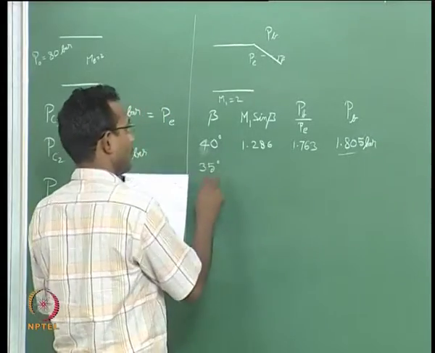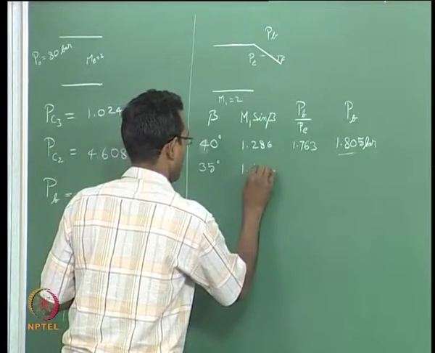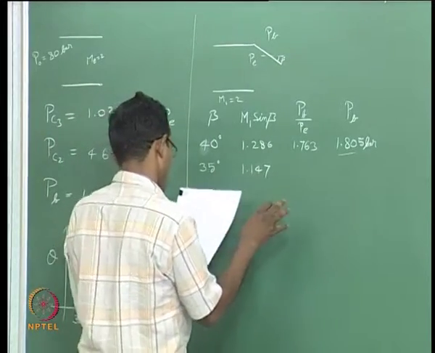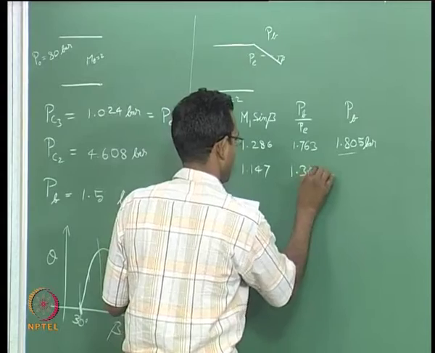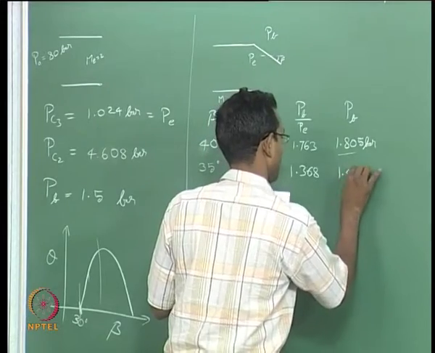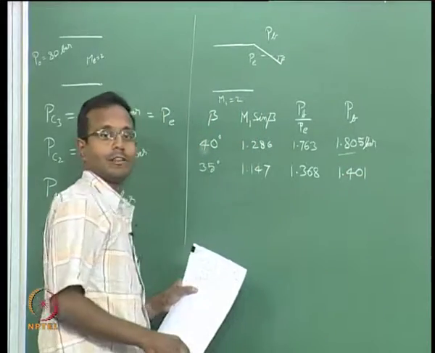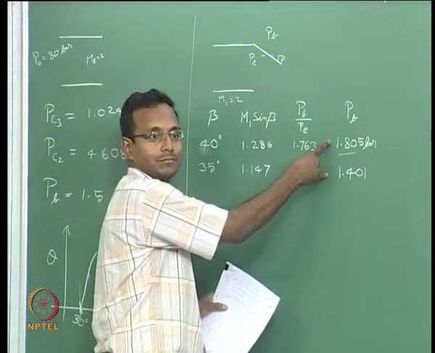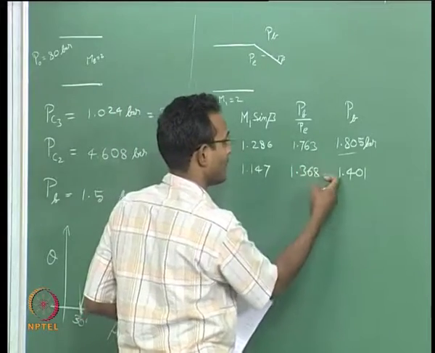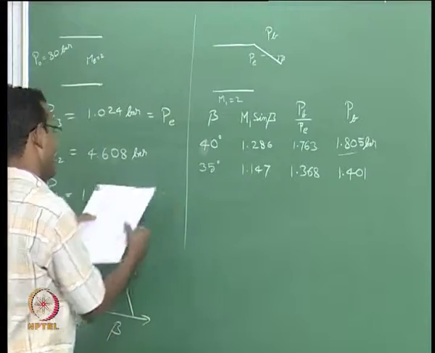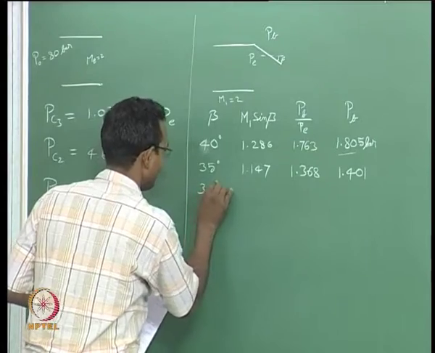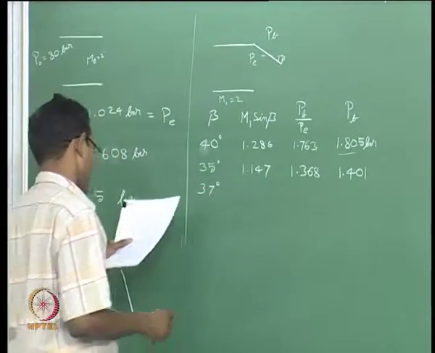35. So, for this M1 sin beta is 1.147, and I go look at normal shock tables, again the gamma equal to 1.4 table, I get that value 1.368, and my pressure happens to be 1.401. So, I am close. Now, I know the answer is in between these two numbers and closer to the bottom number. I want 1.5. It is like 1/4 from here this way up. So, I will pick a number something close to that. 1/4 from here will be 1.25 added, I will just make it 37 degrees. We will try 37 degrees and see what happens.